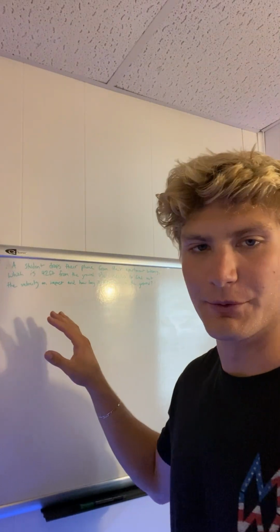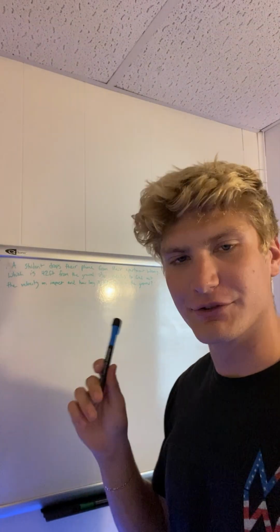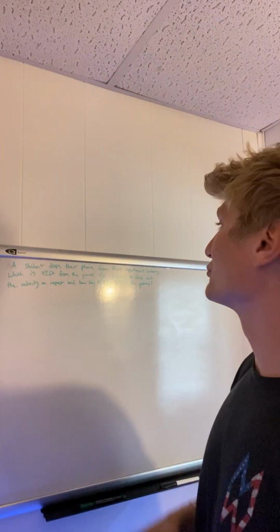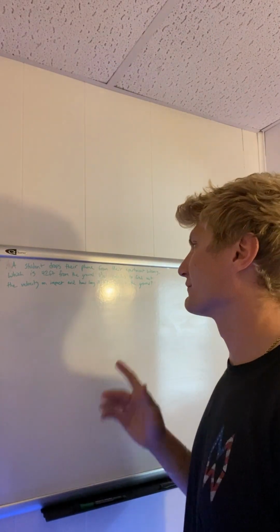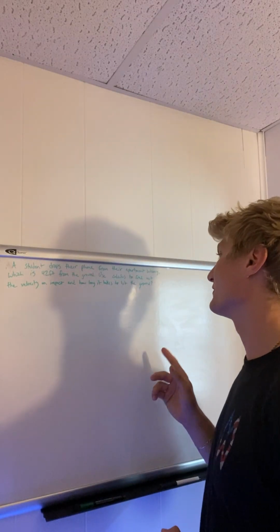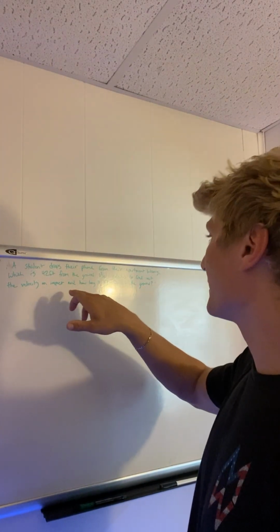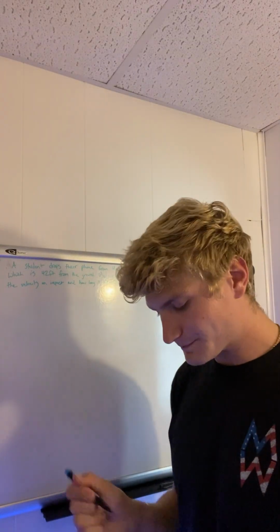I know that's a little hard to read, so I'm going to read it off for you, and then I'm going to use a different color so you can see my equation here. A student drops their phone from the apartment balcony, which is 42 feet from the ground, and we use calculus to find out the velocity of impact and how long it takes to hit the ground.